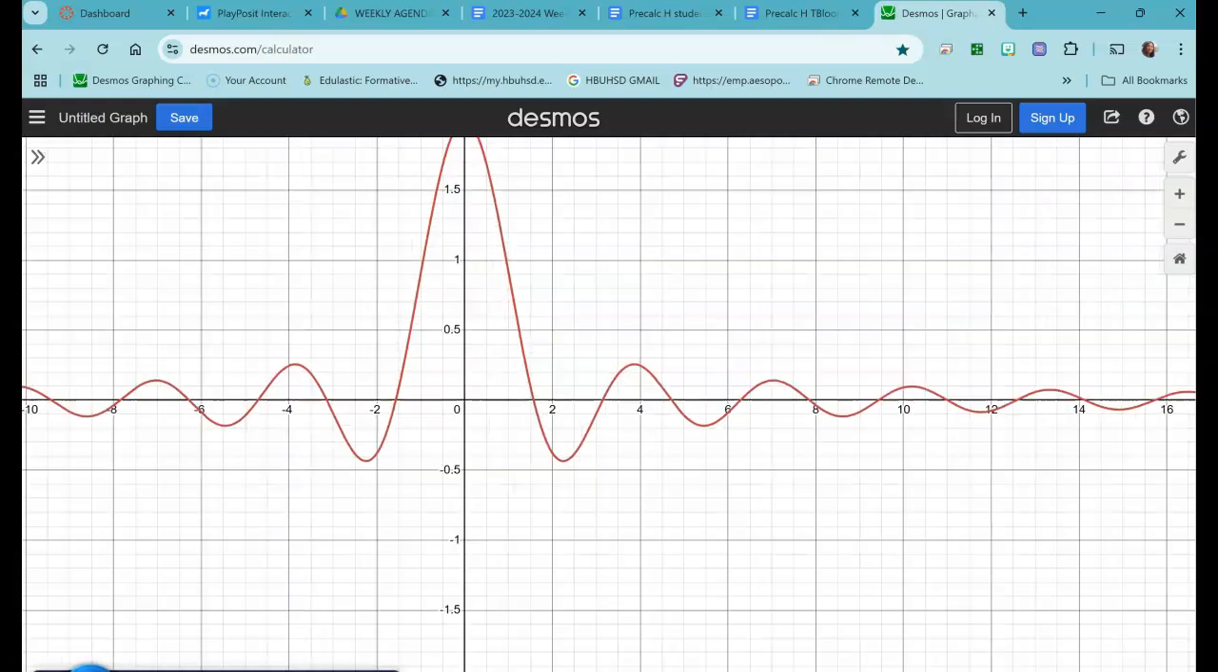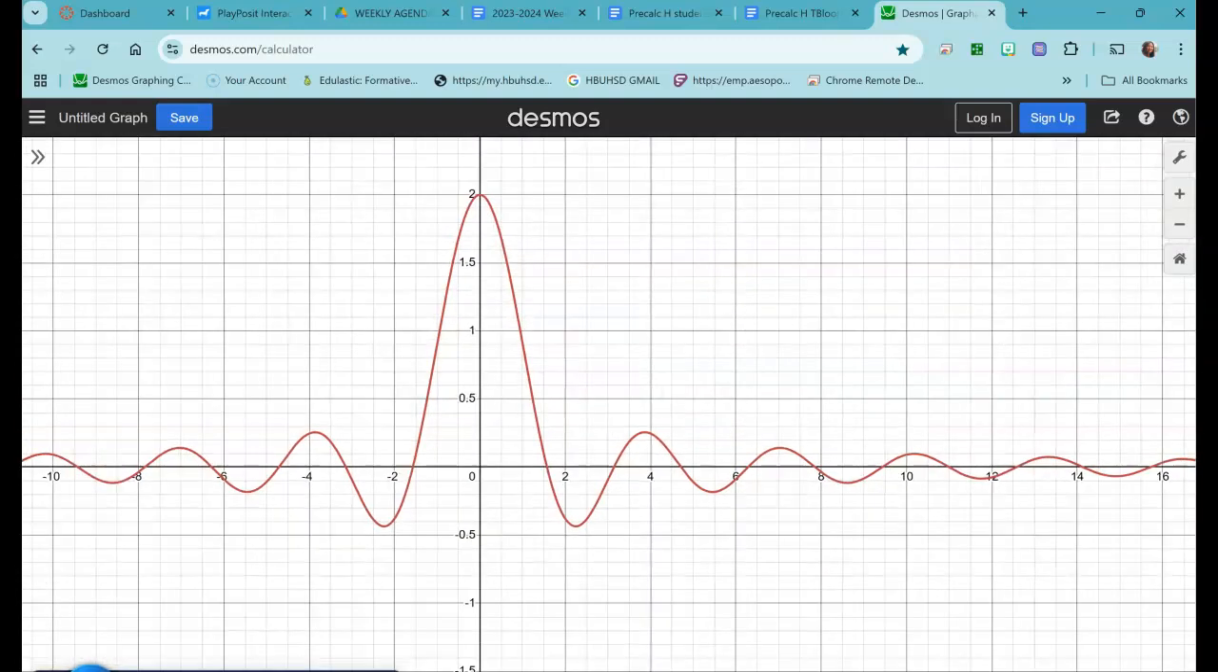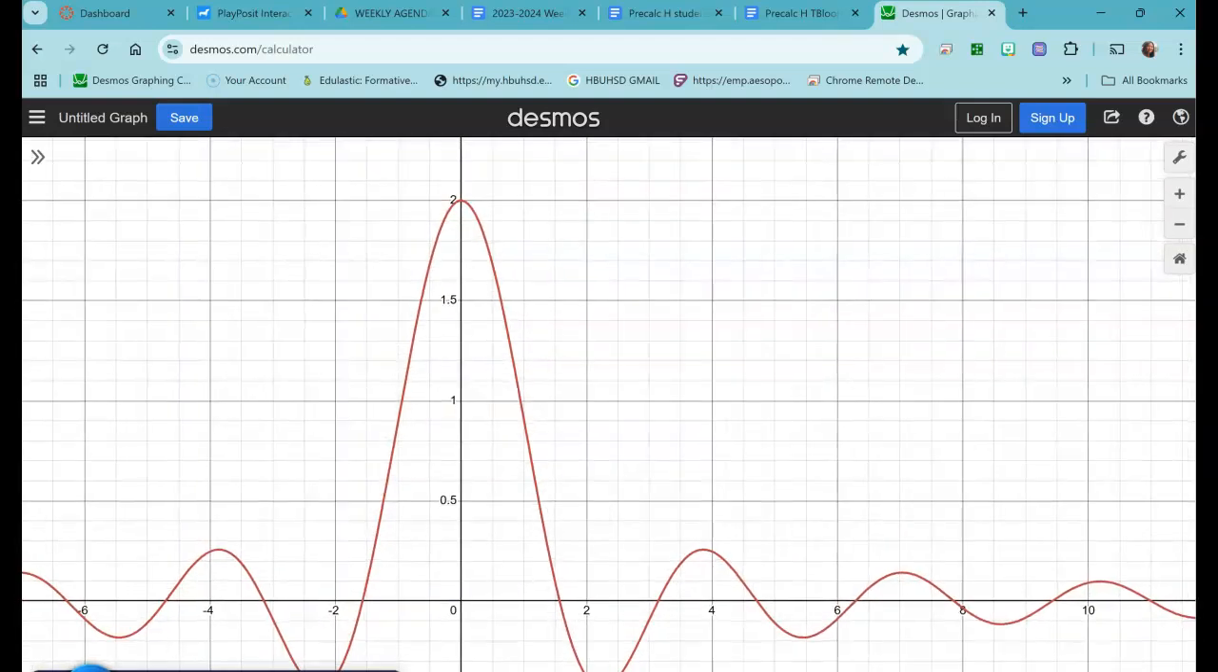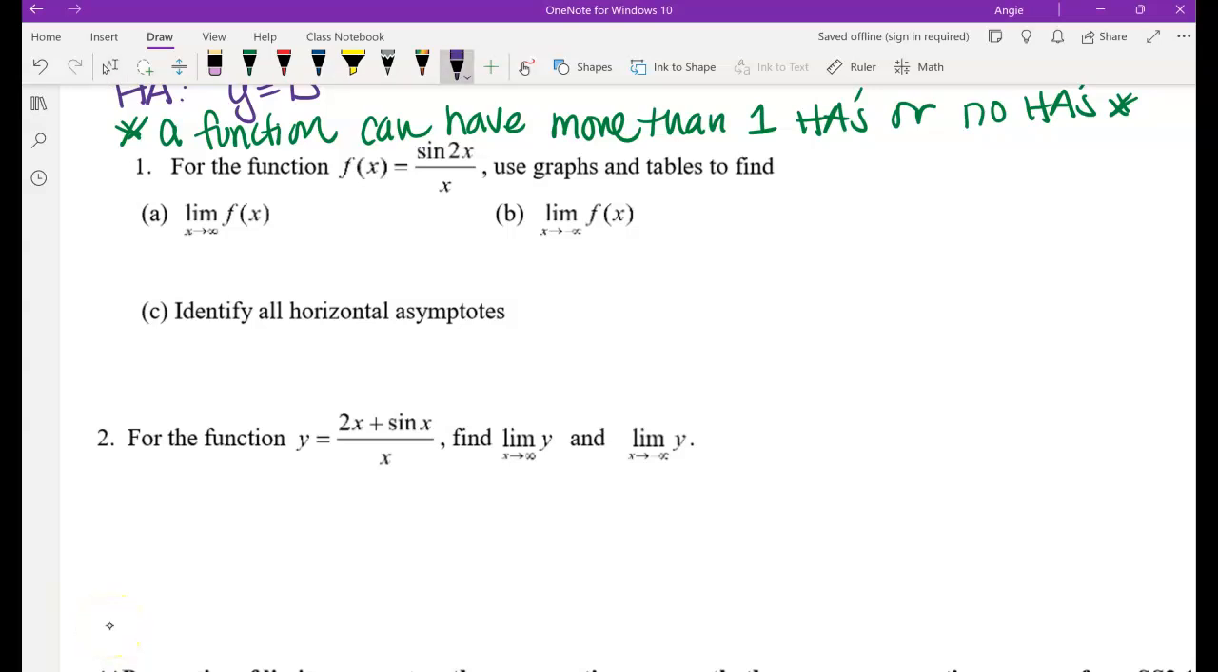Now, being close to 0 on the x-axis is really not the case here. If we were to find the limit as x approaches 0, it appears that the height is at 2. But we're not interested in x approaching 0 at this time. We're interested in x approaching either positive or negative infinity. So from Desmos, we saw that for either positive or negative infinity, they're both 0.